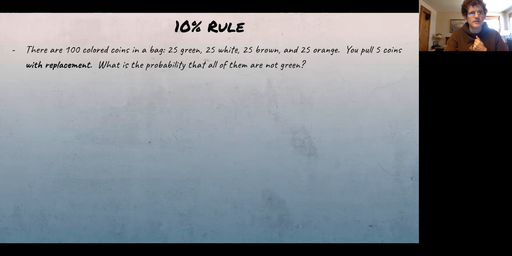All right, let's look at something right here. You can see at the top, we're talking about the 10% rule, but we're going to look at this experimentally first. If we have 100 colored coins in a bag, and you can see the 4 colors, you pull 5 coins with replacement. What's the probability that all of them are not green? And I want to do this somewhat fast. So with replacement, what's the probability for the first trial that it's not green?